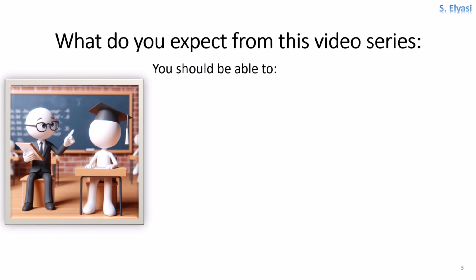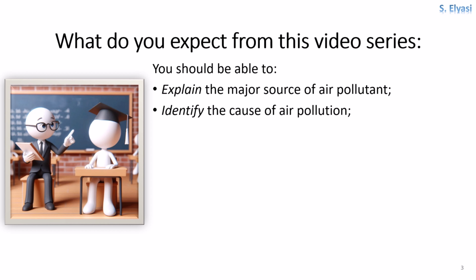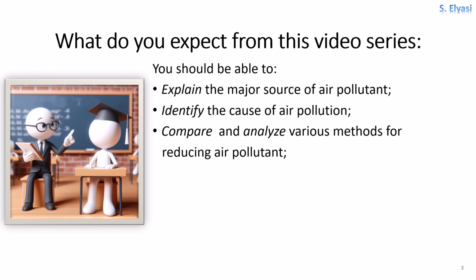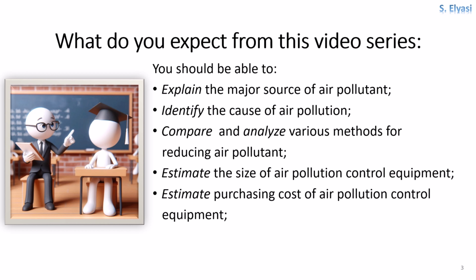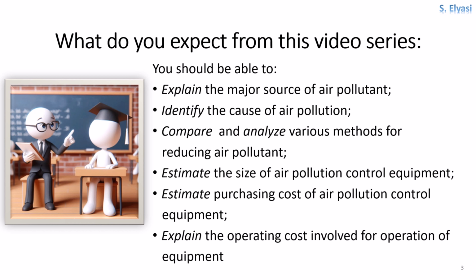Upon completing this course, you will be equipped to clearly explain the primary sources of air pollutants, identify the underlying causes of air pollution, compare and analyze various methods for mitigating air pollution, calculate the dimensions required for air pollution control equipment, estimate the initial purchasing costs of air pollution control equipment, and detail the operational costs associated with the functioning of this equipment. Let's start with the types of airborne pollutants.